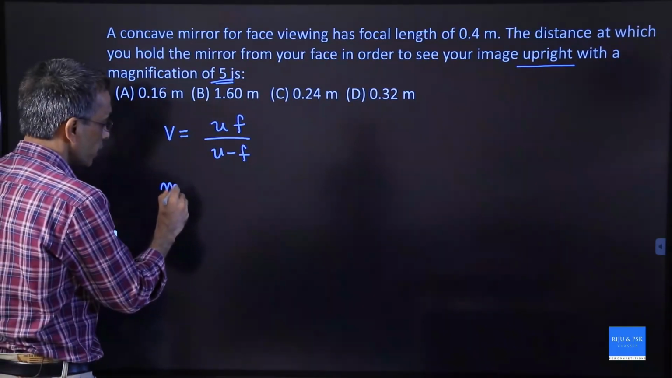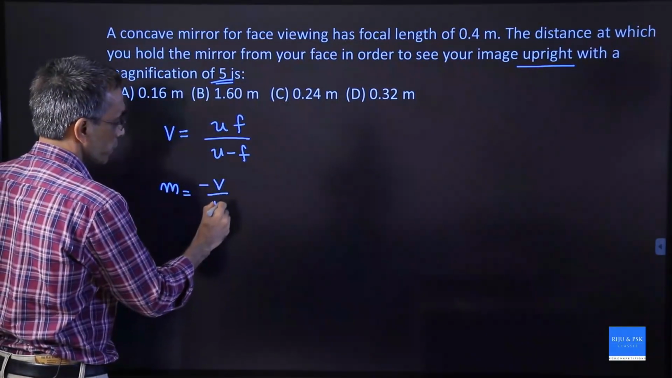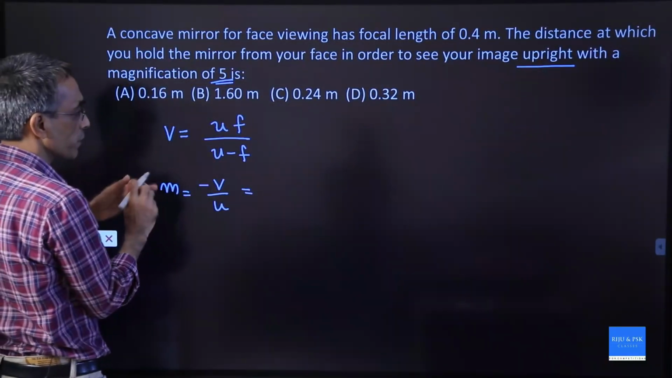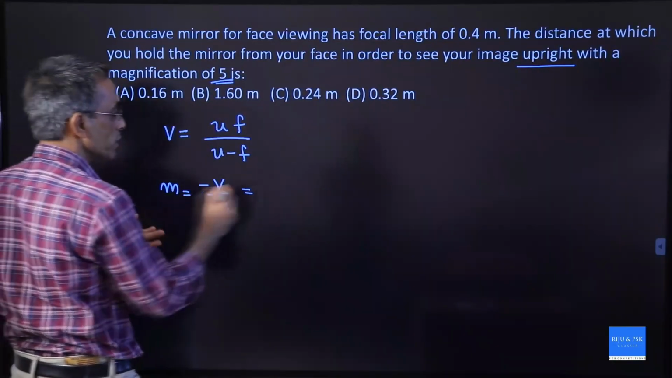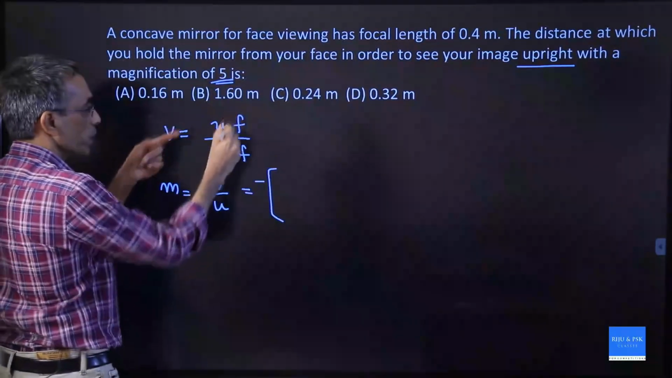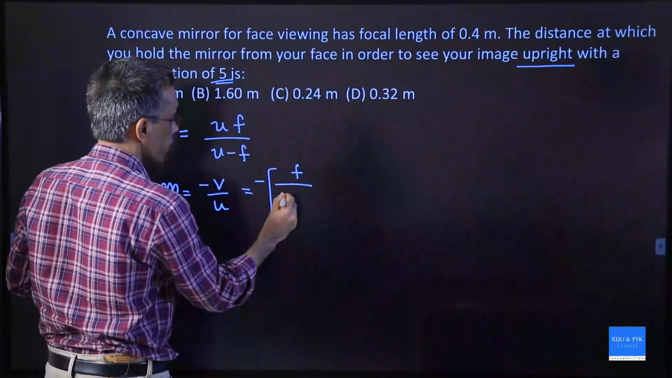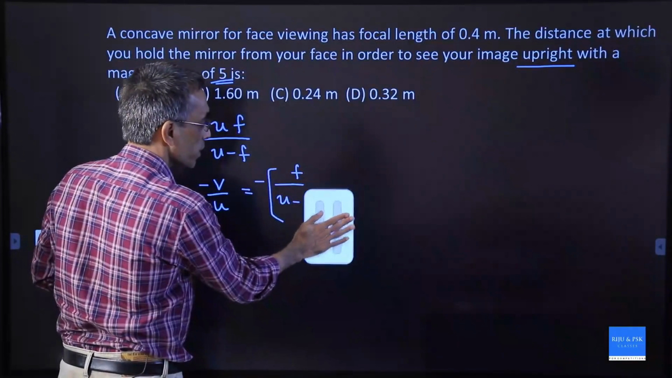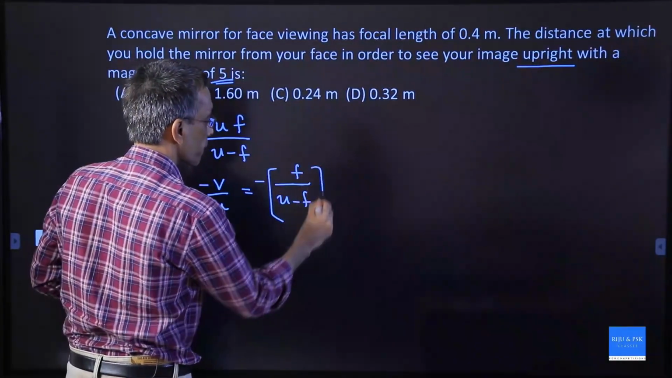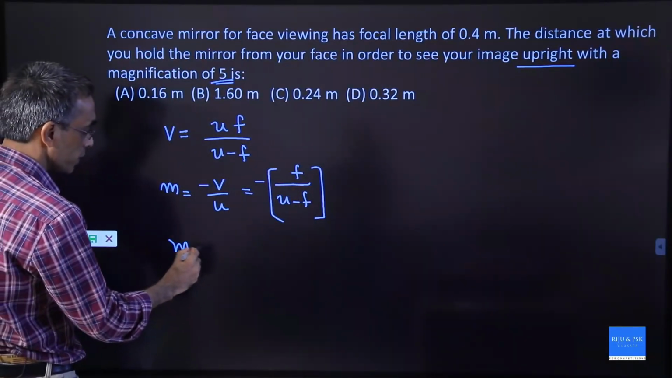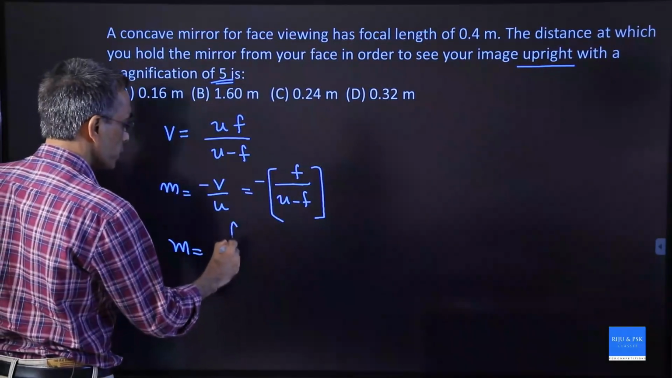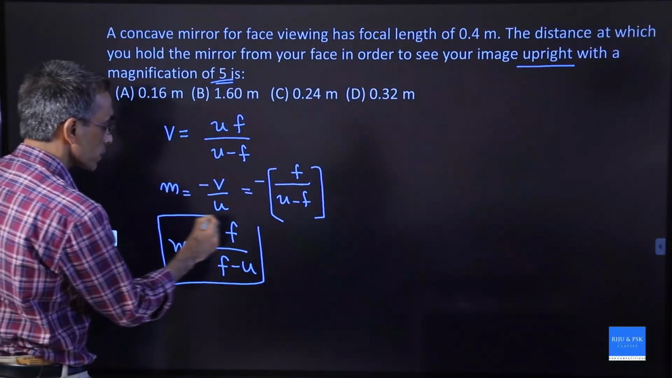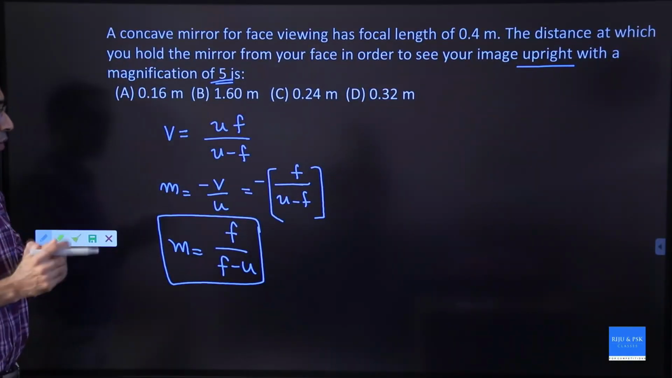What is magnification in a mirror? It is minus v by u. So the first equation implies v by u is nothing but, what is v by u from the first equation? It is f divided by (u minus f). Therefore, magnification for a mirror is given by the equation m equals f divided by (f minus u). This is the equation for magnification of a mirror.